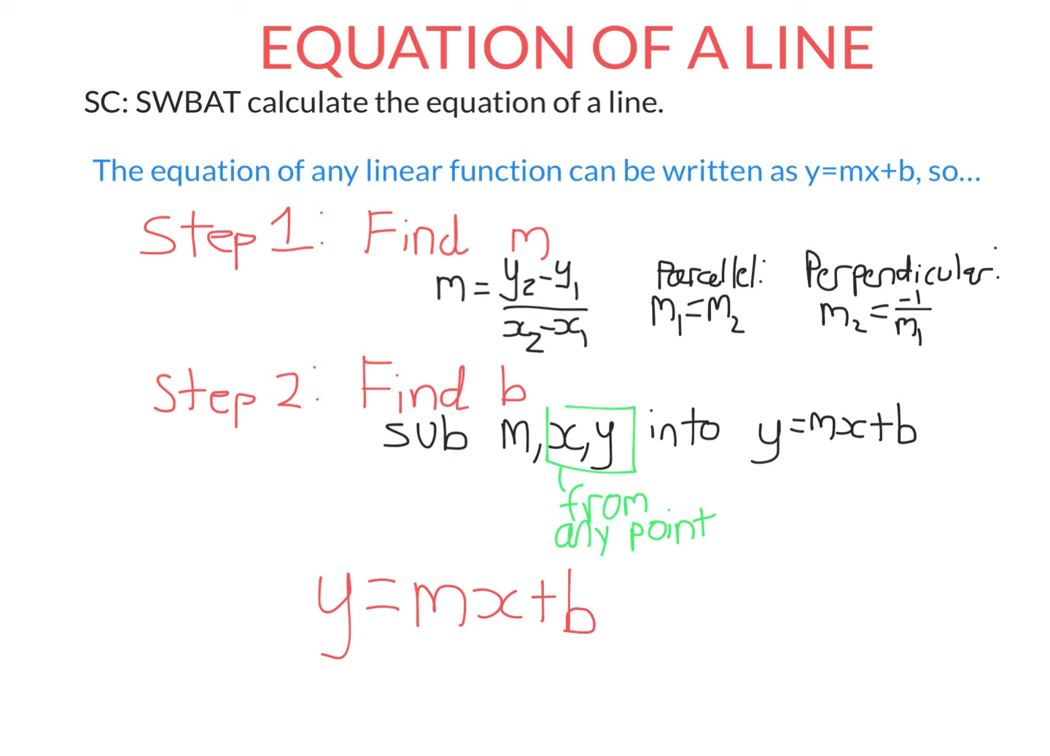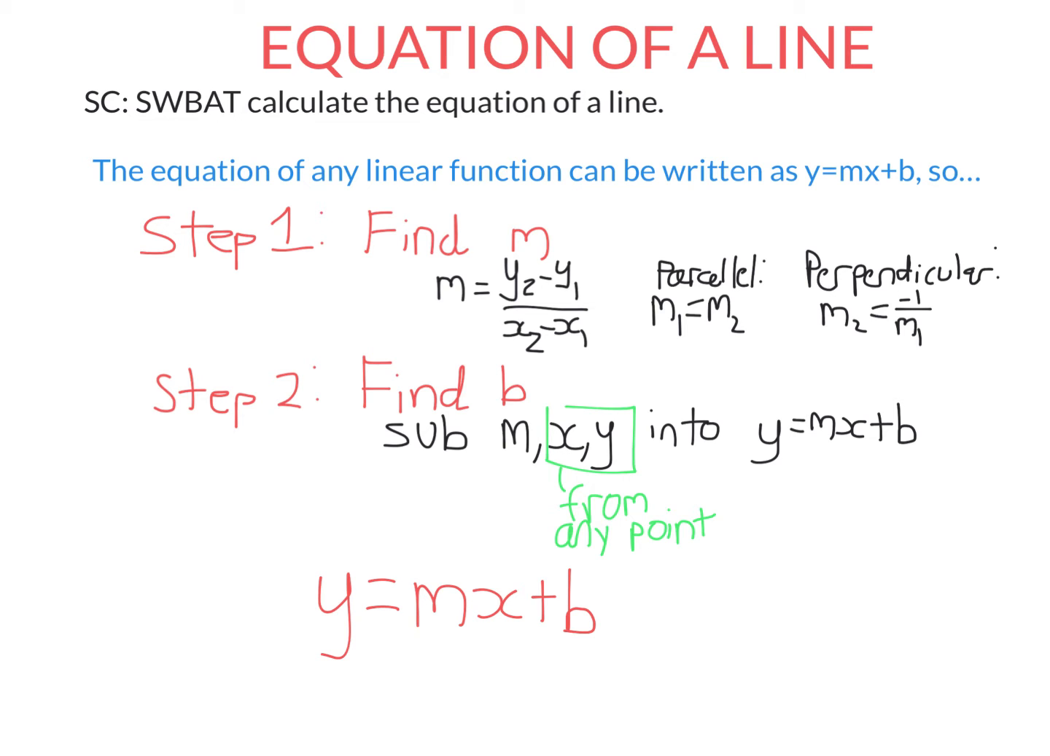What will change is how you find the gradient. You use this formula here, the 2-point formula, if you're given 2 points. If you're told that you have two parallel lines, then their gradients must be equal. If you're told two lines are perpendicular, their gradients multiply to -1. Or another way of saying that, gradient of the second line is -1 divided by gradient of the first line. So you always find m first, then you substitute m, x, and y into this equation to find b. So x and y come from any point through which the line passes.